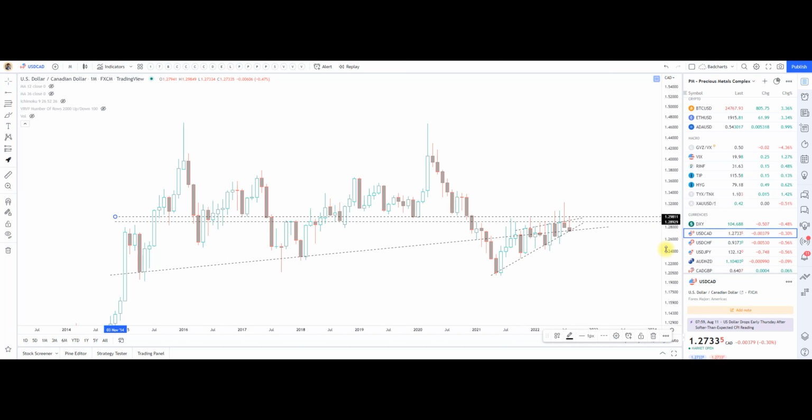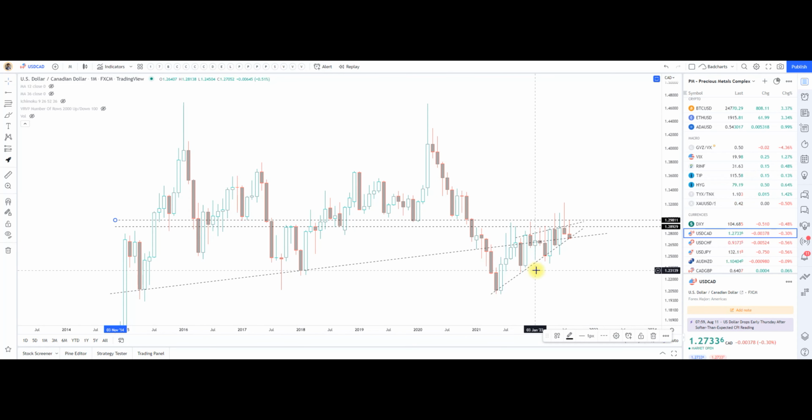US dollar cannot go higher versus the Canadian dollar right now. It's too much. It's trying, but look at that wick above. Traps a lot of people. People think it's going back high. But right now, you're actually really close to a continuation breakdown, guys.